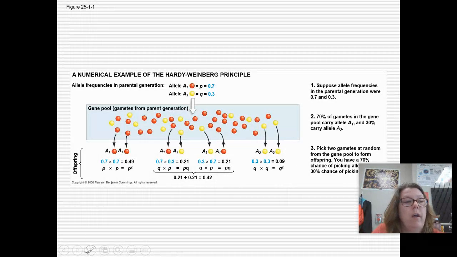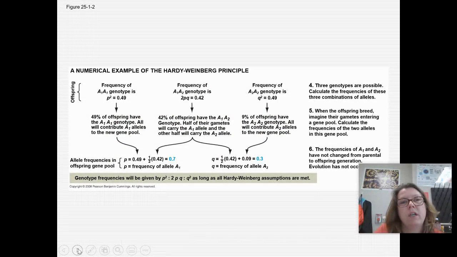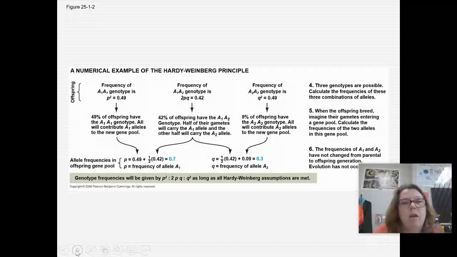Okay, so that's just a quick example where all of these little red balls and yellow balls represent an individual allele, and then that shows you how that translates into the P and Q part of the equation, but then also the P squared plus 2PQ plus Q squared. Okay, and again, here's just another quick example where you have the number of genotypes that are possible and the frequency of each genotype, right? And using that to get the frequency of the allele.